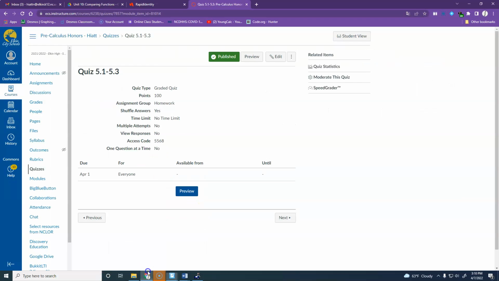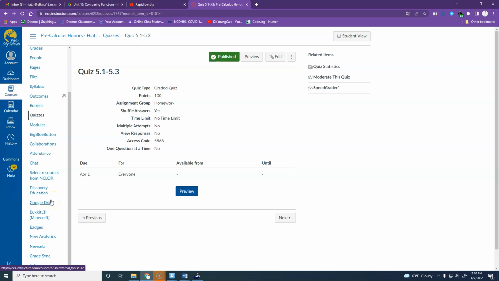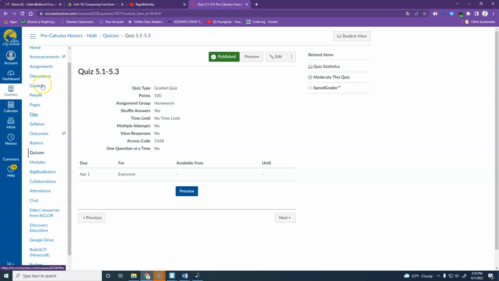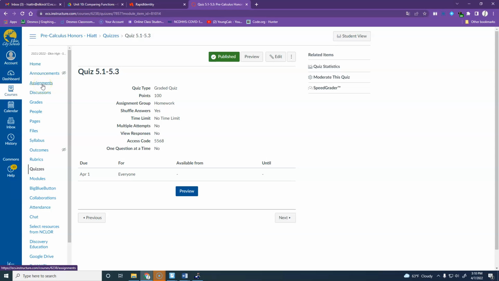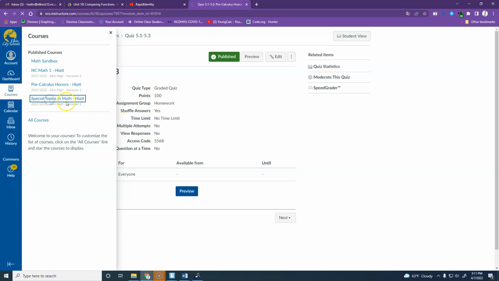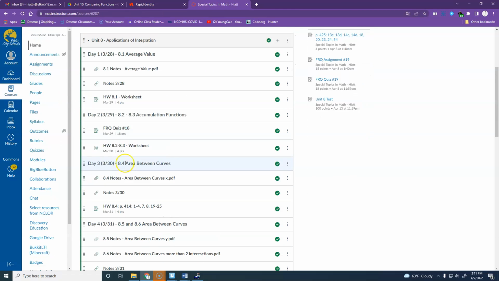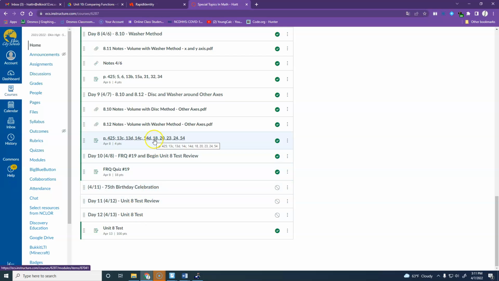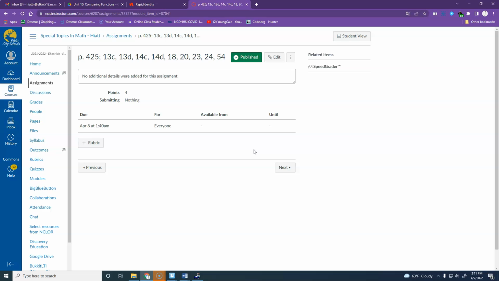So the assignment for tonight is on Canvas. I am going to make it due on Monday because you do have test corrections and FRQs that are due tomorrow. The homework is from the textbook. It is 425. So I'm going to change the date for that to be Monday, so that you can do that over the weekend instead.